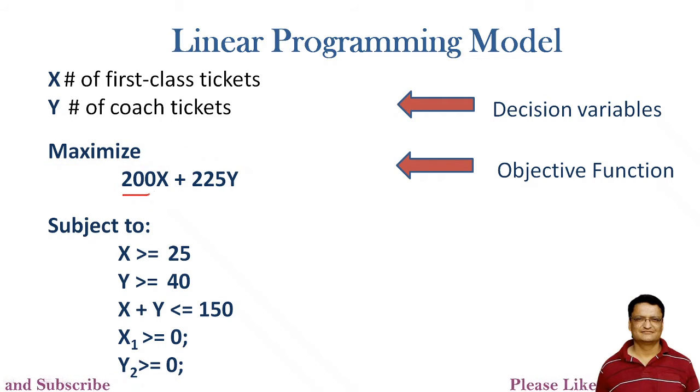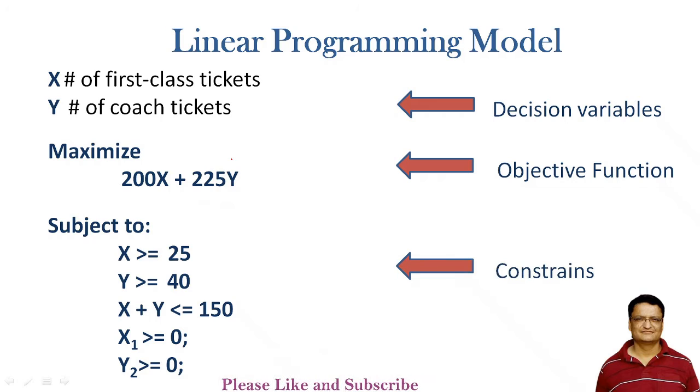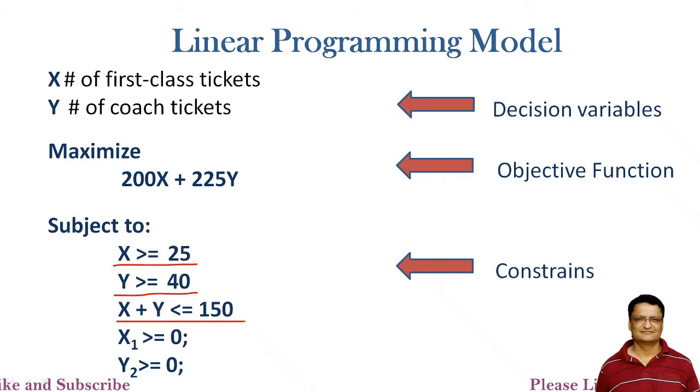In this equation, 200 is the profit we get by selling one first class ticket, and X is the total number of first class tickets, whereas 225 is the profit made by selling one coach ticket and Y is the total number of coach tickets, which is subject to certain limitations or constraints mentioned in the problem. It is mentioned that the number of first class tickets should be greater than or equal to 25. Also, the number of coach tickets should be greater than or equal to 40, and the plane has a capacity of 150 passengers. So these three become our constraints.